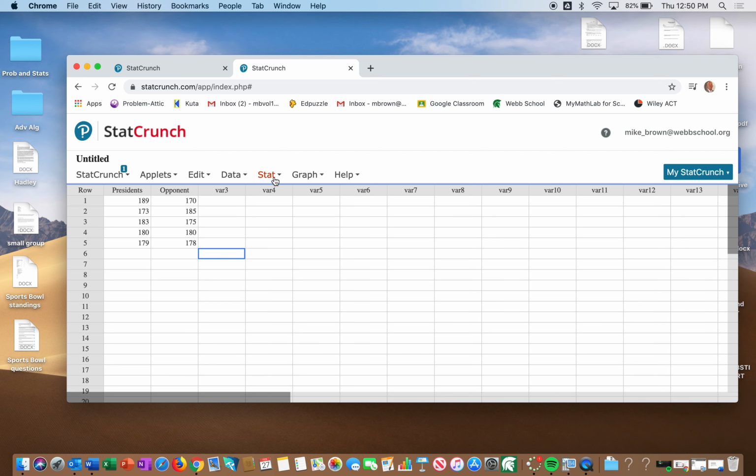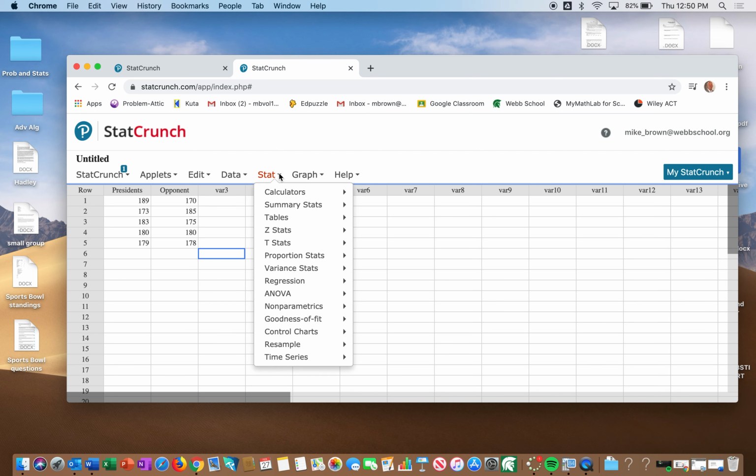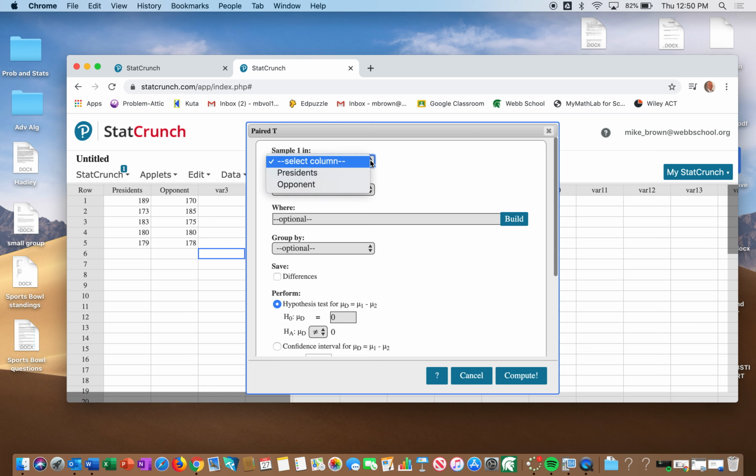All right, then we're going to go to Stat. This is very similar to last week, because last week we did mu's, and we're doing mu's again. So I'm going to T Stats. And look at the bottom word right there, Paired, which is what we want. We want them paired. Select column. We want the presidents for sample 1, and their opponents for sample 2. And I actually typed those in, that's how they got there, obviously.